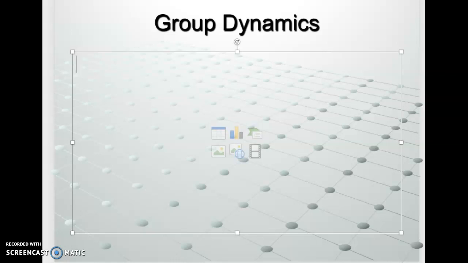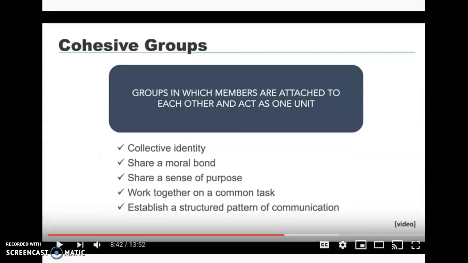The last piece of group dynamics. Okay, and so the last piece I wanted to share with you relates to cohesion. And so I've uploaded this tiny little YouTube piece to help illustrate that part of group dynamics.